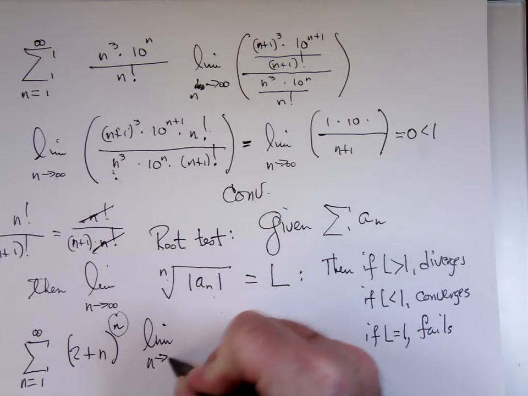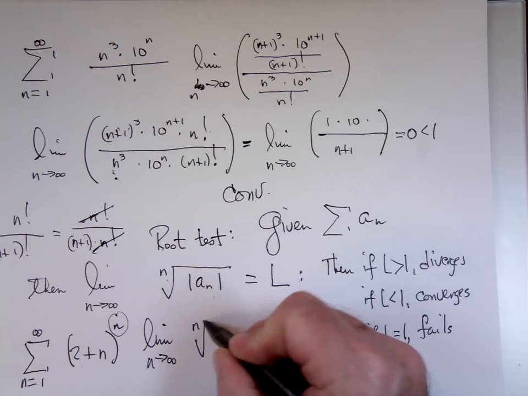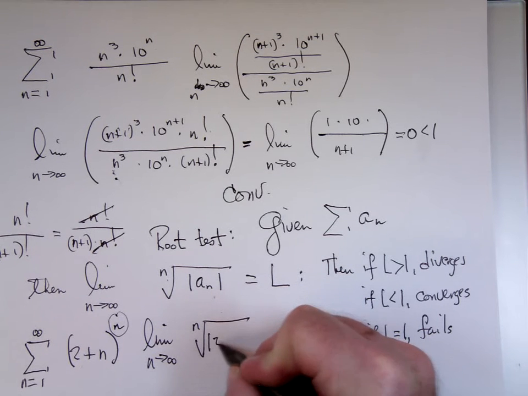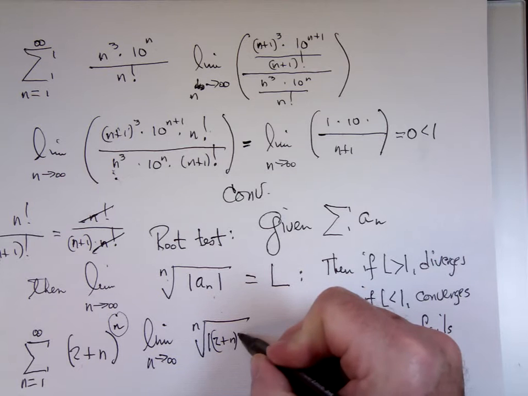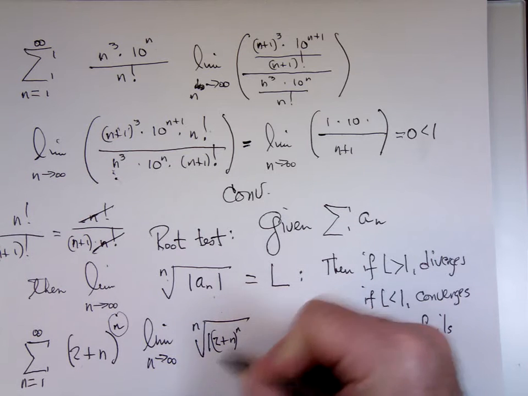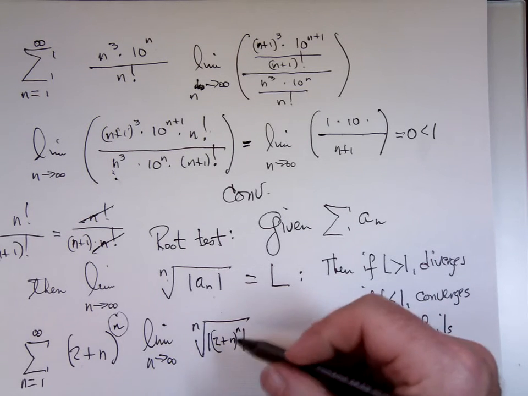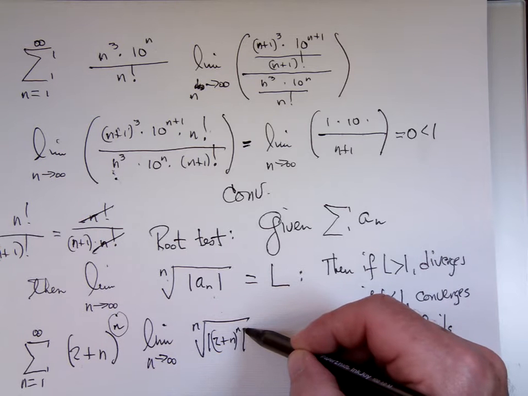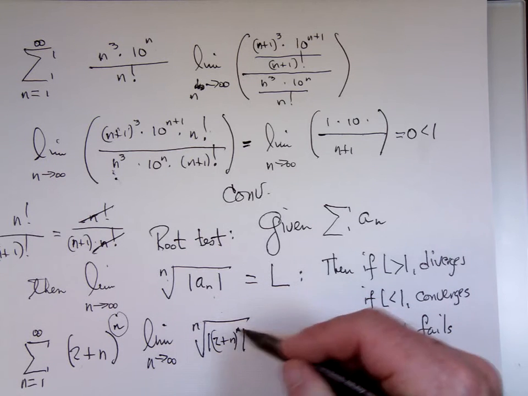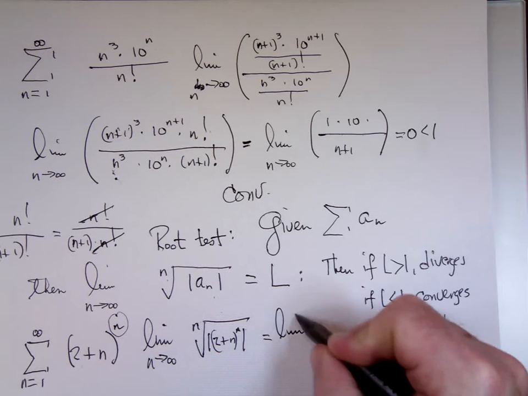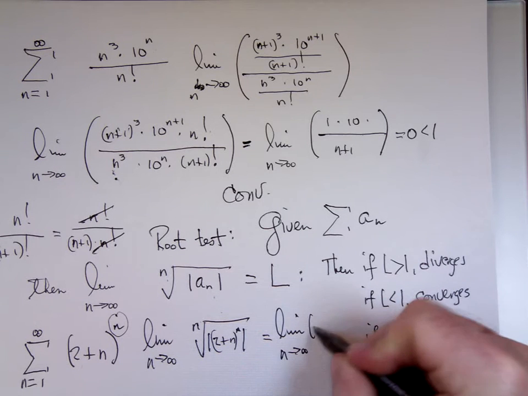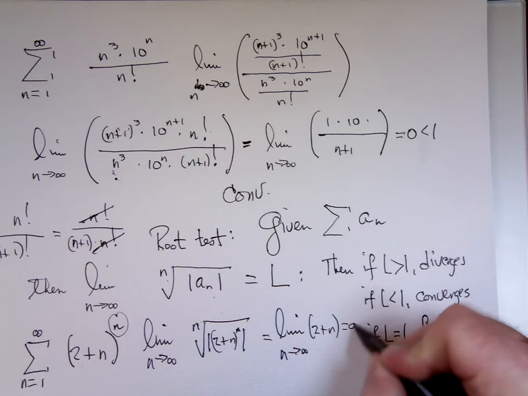Take the nth root of the absolute value of the nth term, which is positive anyway, so you don't even need the absolute value. But what happens to the nth root when you raise this to the nth power? They cancel. So this one goes to infinity, which is greater than 1, and consequently diverges.